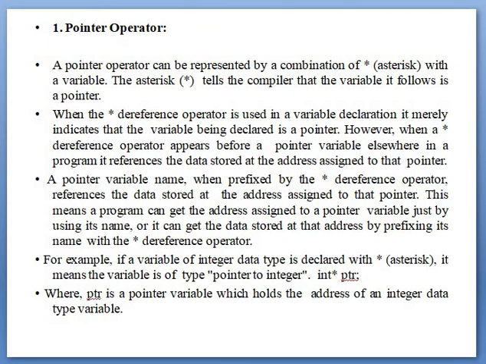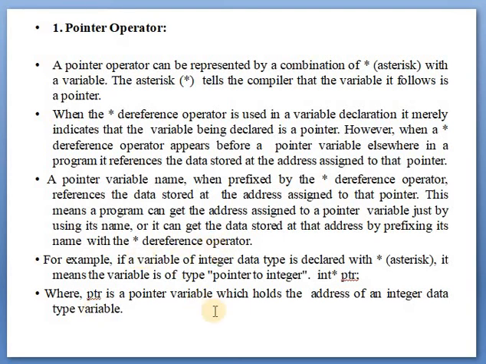A pointer variable name, when prefixed by the star dereference operator, references the data stored at the address assigned to that pointer. This means a program can get the address assigned to a pointer variable just by using its name, or it can get the data stored at that address by prefixing its name with the star dereference operator.